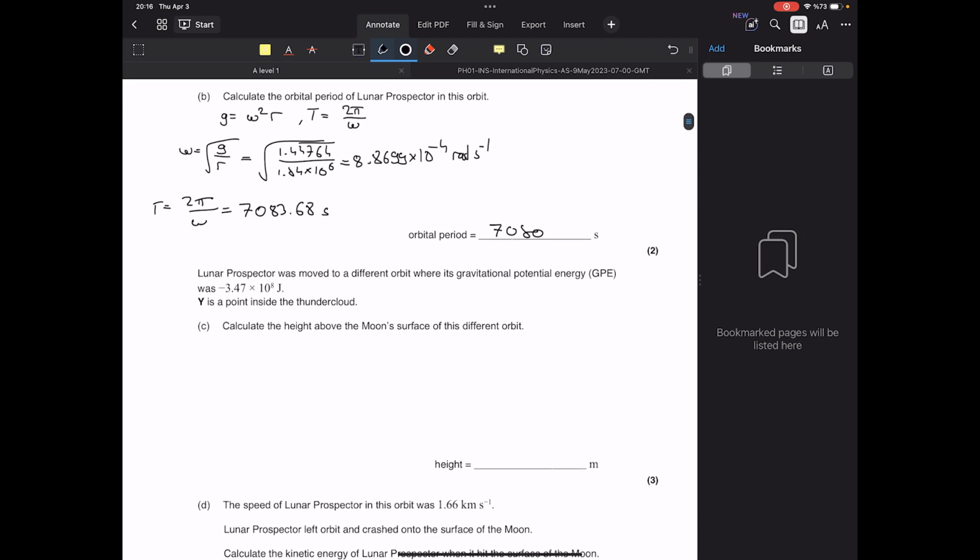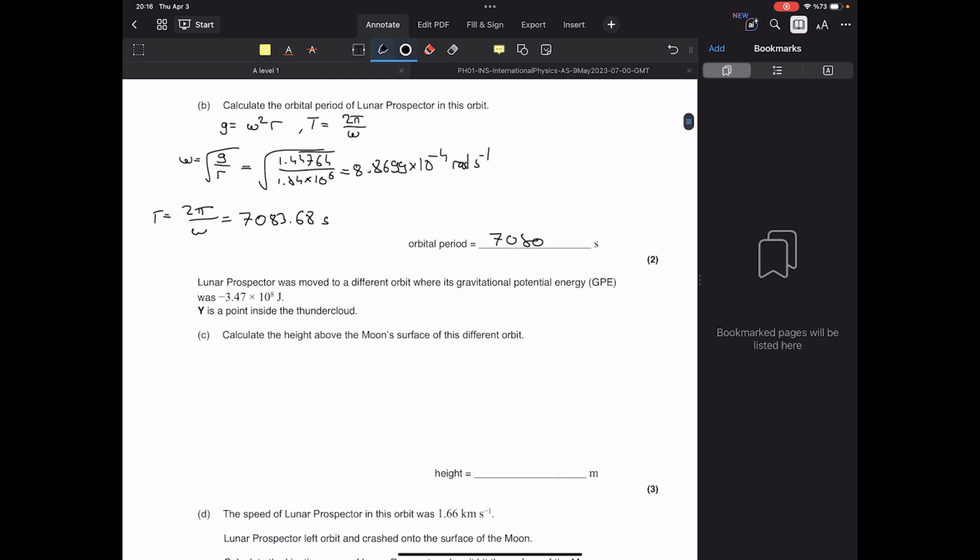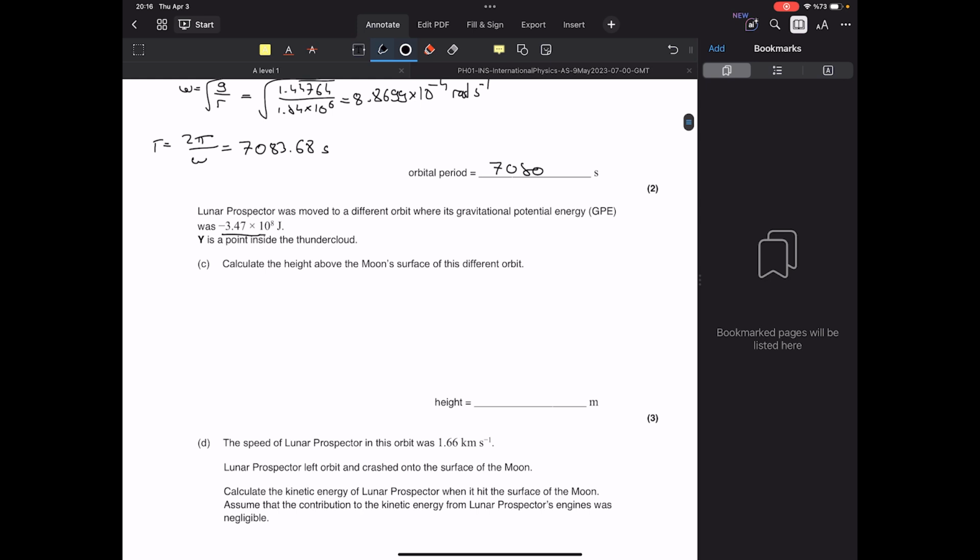Next, the Lunar Prospector was moved to a different orbit where its gravitational potential energy was this value. And we want to calculate the height above the Moon's surface of this different orbit. So the gravitational potential energy, U_E, is equal to negative GMm over r. Here r is the orbital radius.